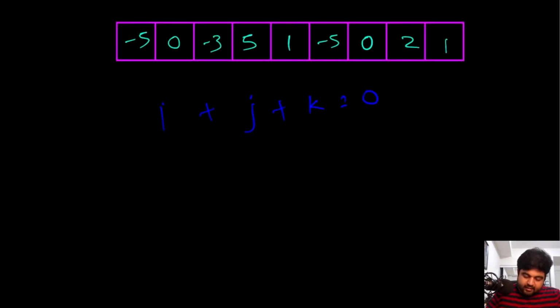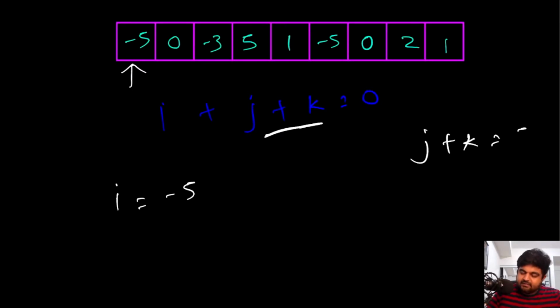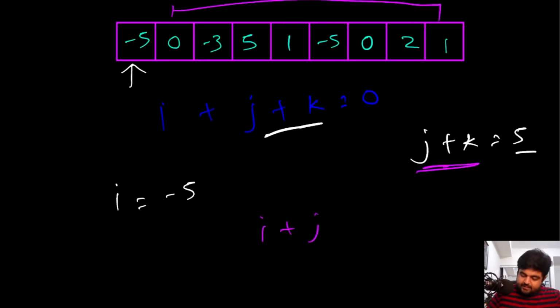The technique we are going to use is that, suppose this is the first value. Suppose we consider i is equal to -5. Once that is done, we will have to try to find if j plus k is equal to +5 inside this remaining array. If that is the case, then we would actually have a triplet i plus j plus k that sums up to 0, because i is equal to -5 and j plus k is equal to +5.